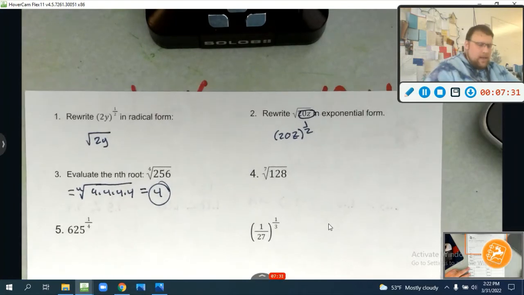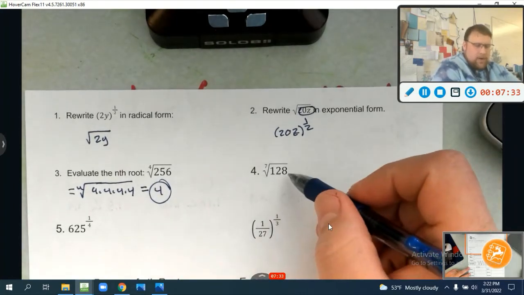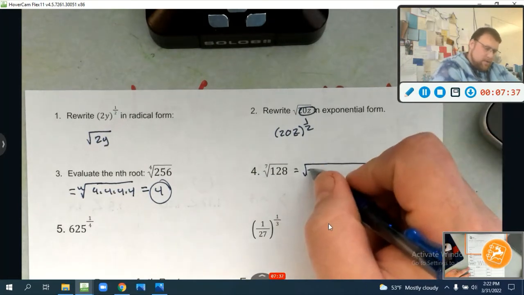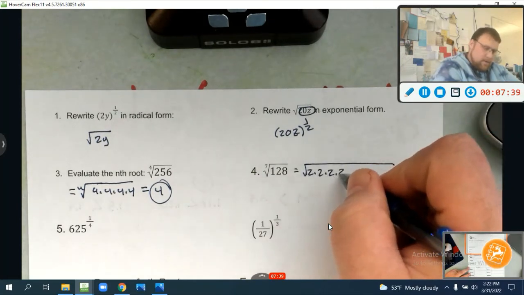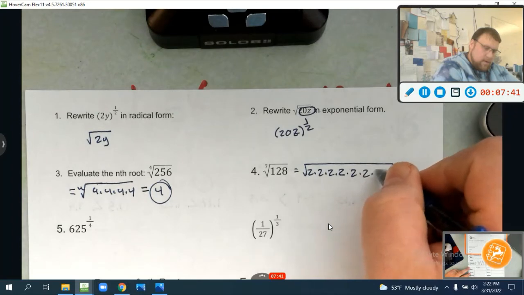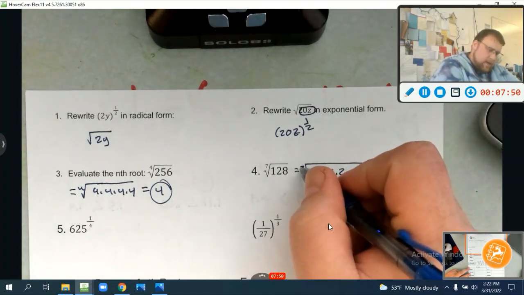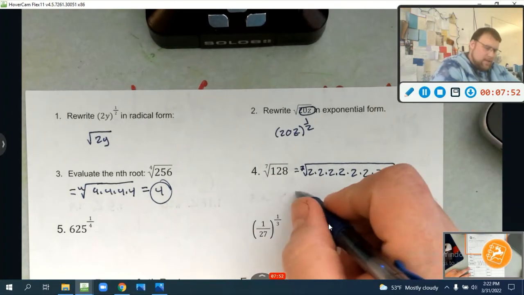In the same way, this wants to take the 7th root of 128. Well, it turns out 128 breaks down into 2 times 2 times 2 times 2 times 2 times 2 times 2. That's 2 times itself 7 times. And the 7th root of that, I've got to put my 7 right there, is equal to 2.